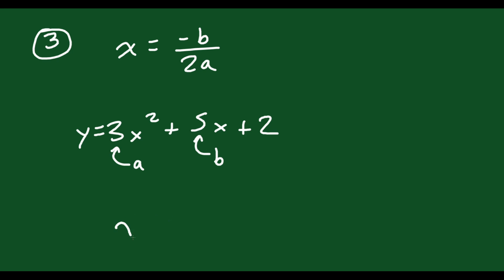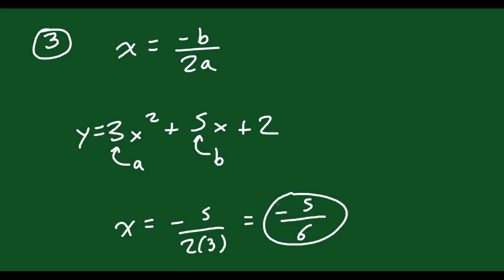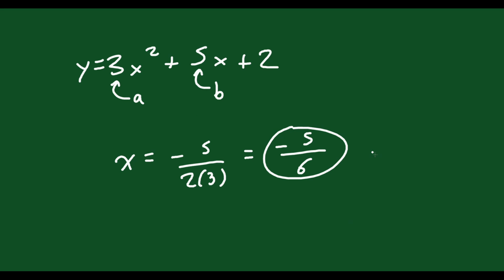So let's do that. x is equal to negative 5 over 2 times 3. That's equal to negative 5 over 6. Boom, done. This is easily the quickest method to figure this out. Then you want to figure out what the y value is. Just plug that into your equation the way we just did in the previous example.